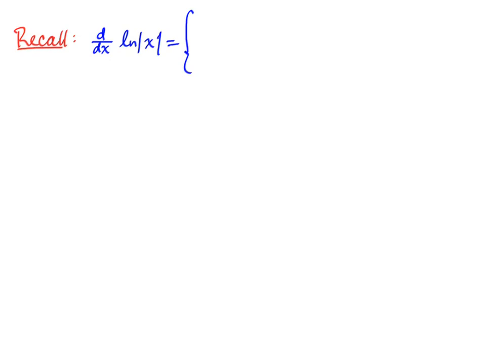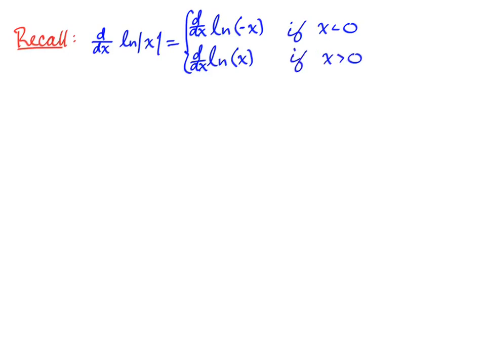So we broke it up and we said, okay, we're differentiating the natural log of the opposite of x when x is negative, and when x is positive, we're differentiating the natural log of x. So in the first one, the derivative of the natural log of negative x, using the chain rule, is 1 over negative x times the derivative of negative x, which is negative 1. So that's for negative x. And then for positive x, it's just 1 over x.